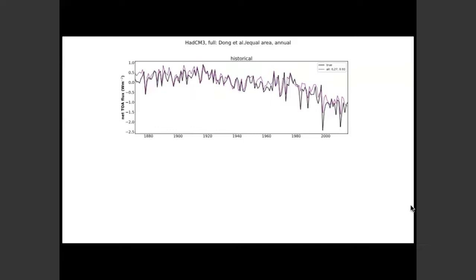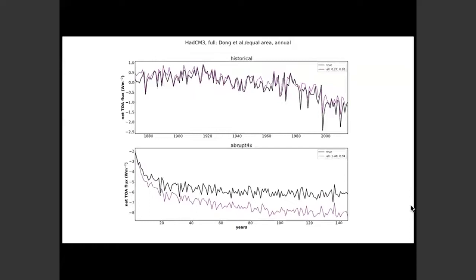This is the abrupt 4xCO2, and consistent with a lot of other studies, we get too strong of a radiative response, too negative of a feedback. And again, I think this might not be a temperature dependence thing so much as an issue with this gradient effect. And some evidence for that, next slide, please.